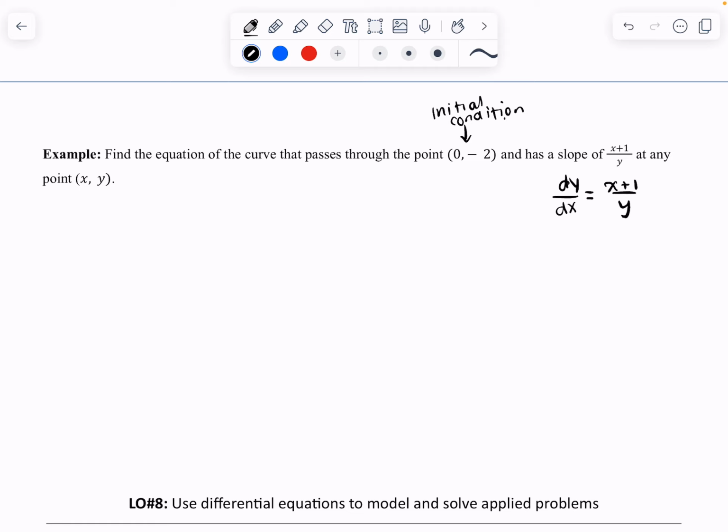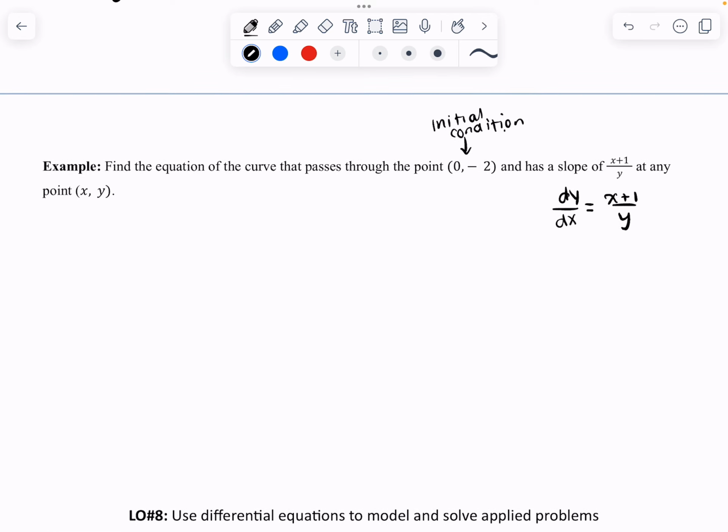Okay, so here we are being given the slope, we are being given the initial condition. We are going to try to find the equation of the line that passes through that point with this slope. So we need to work backwards to find the original equation. This is not to be confused with finding the equation of the tangent line. Here we're trying to find the equation of the actual curve or equation that would have this given slope. Okay, so let's separate our variables. y dy equals x plus 1 dx.